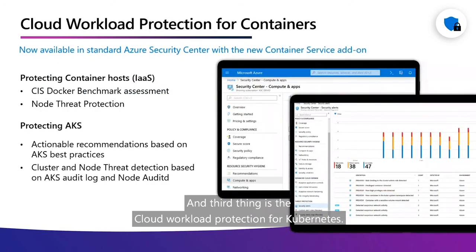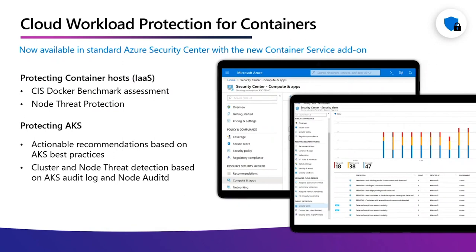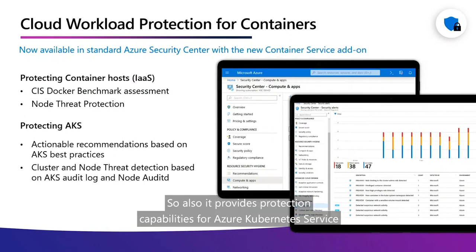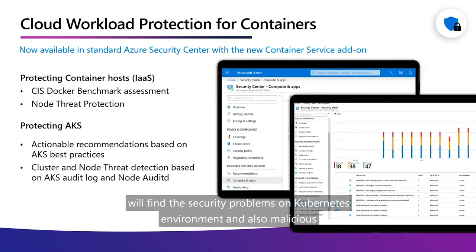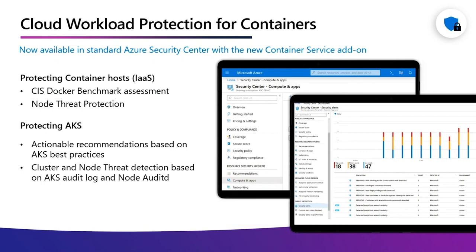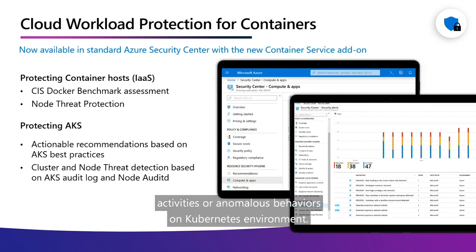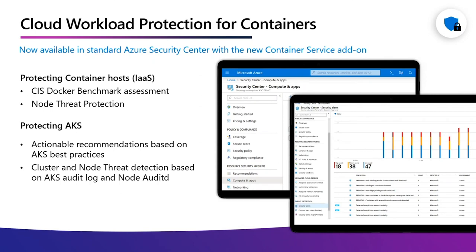And the third thing is the Cloud Workload Protection for Kubernetes. We also provide protection capabilities for Azure Kubernetes Service, or AKS. And Azure Security Center will find security problems in Kubernetes environments and also malicious activities or anomalous behaviors on the Kubernetes environment, so the Kubernetes API server, as well as the nodes on which your containers are running.